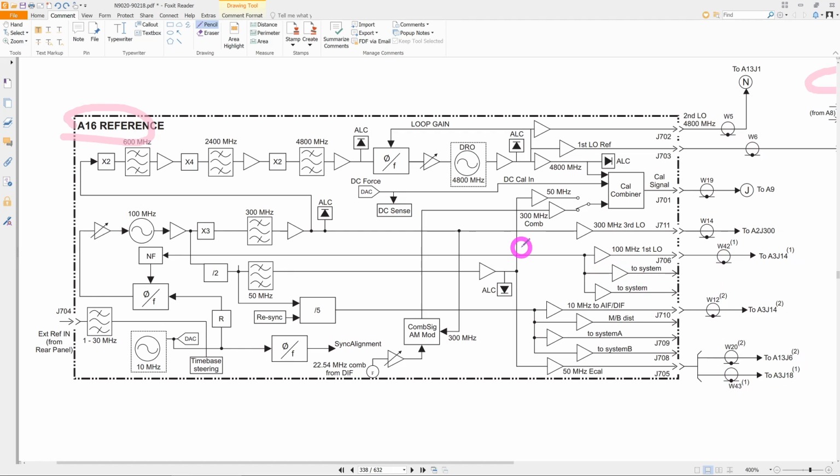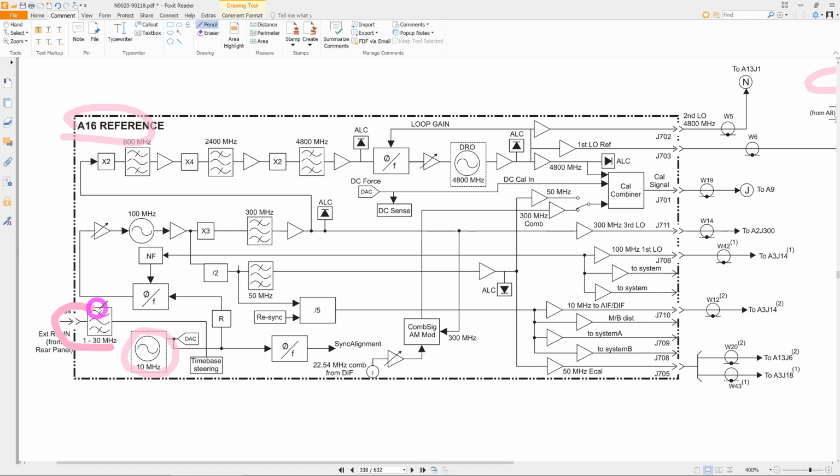But nonetheless, we can still analyze this and find out which points we need to take a look at and see if we can find the error. So we have a 10 megahertz reference. This is most likely going to be an oven-controlled crystal oscillator, and that is the core of the entire instrument for the reference. Everything's locked to this 10 megahertz and the frequency accuracy of this 10 megahertz.